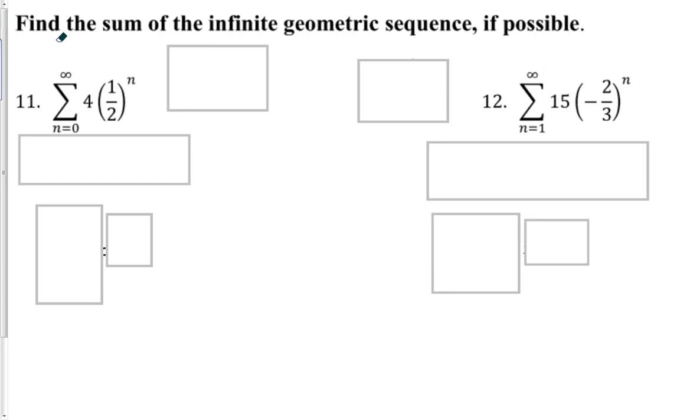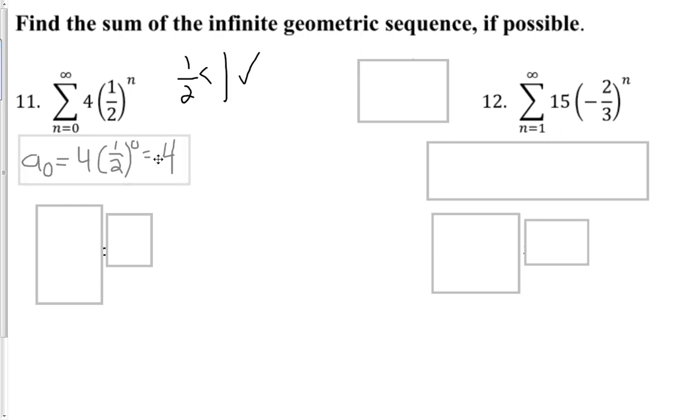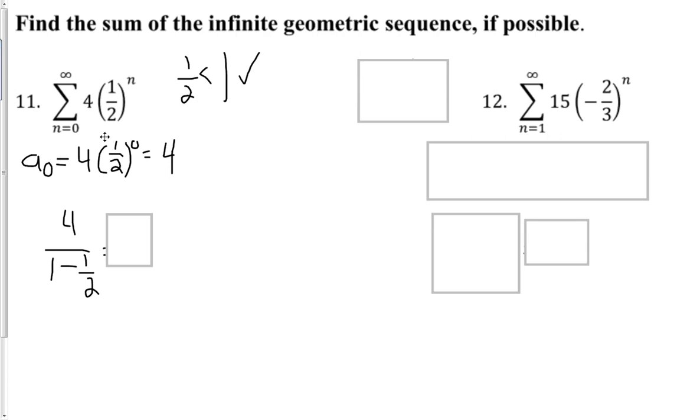So we've got the sum from 0 to infinity of 4 times 1/2 to the n. Every time, take a peek, is 1/2 less than 1? Technically absolute value. But is 1/2 less than 1? Yes, then we'll have an answer. And then for first term, or 0 term in this case, plugging in, I get 4 times 1, because this to the 0 is 1. And now I have 4 over 1 minus half. This part that's the base of the exponent is what the r is. And 4 divided by half is 8.